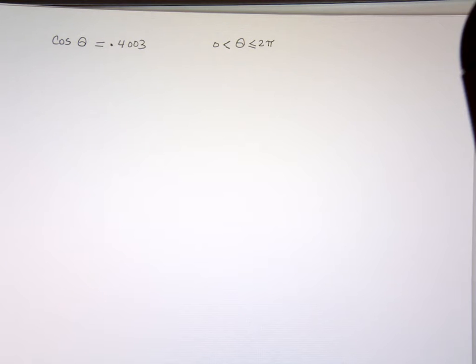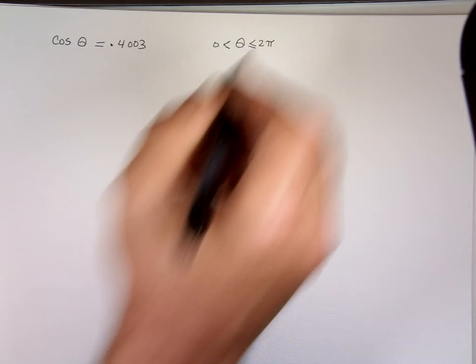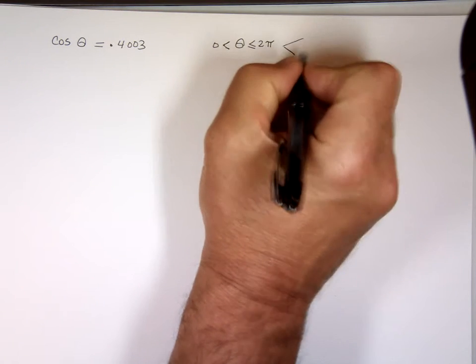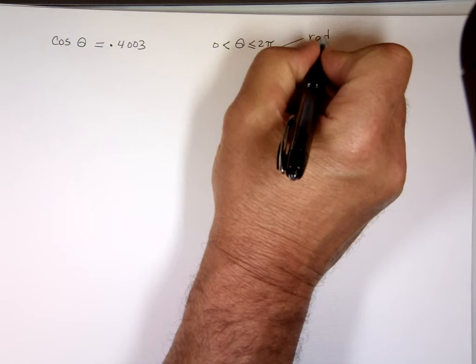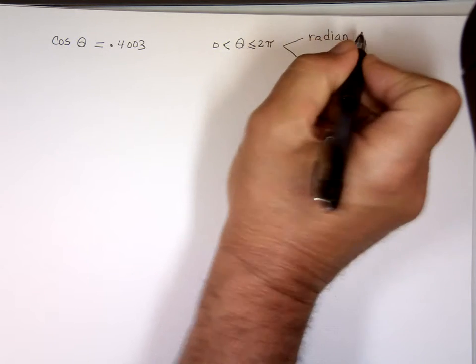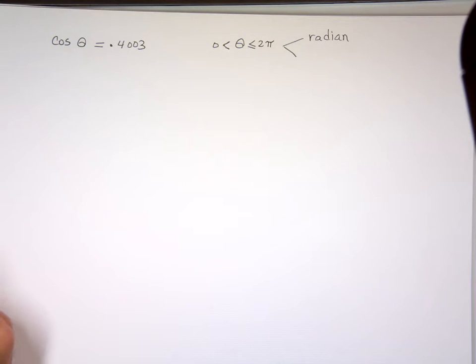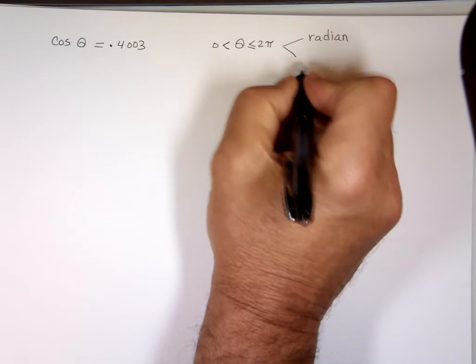When you see 0 to 2 pi, what does that mean? They want you to be in radian mode, not degrees. When you see 0 to 2 pi, you have to switch the mode on your calculator to radian. And use positive values, no negative.